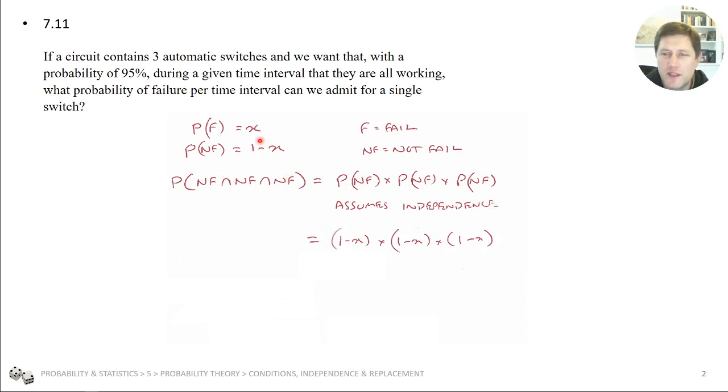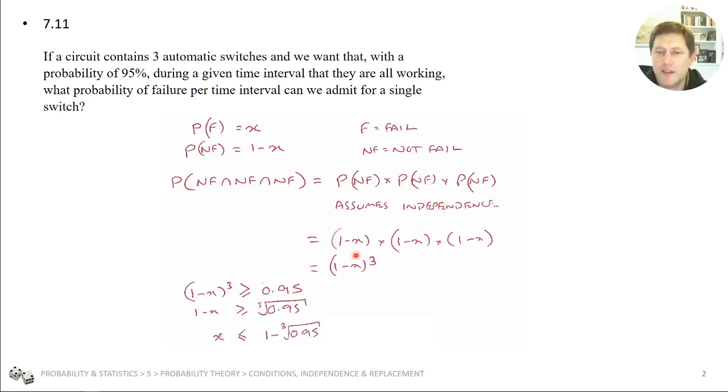And then of course we've designated a parameter to that, and so that's (1 minus X) to the power 3. So that's the probability of none of them failing within that time period. And we need that to be greater than or equal to 0.95, and so now we can solve that equation for X, taking the cube root, and that tells us that X needs to be less than or equal to 1 minus the cube root of 0.95, and so that means X needs to be less than or equal to 0.017. So then if you're buying a switch, it needs to say that within that given time period its probability of failing is less than 1.7%.